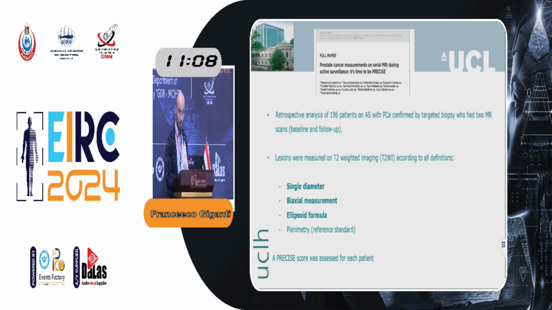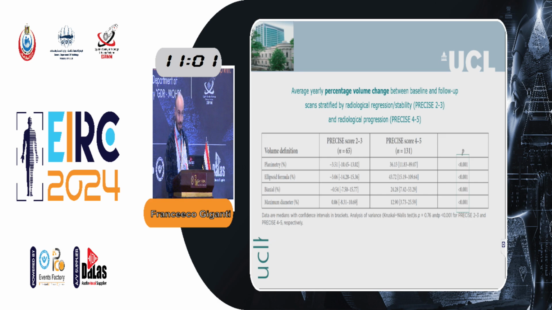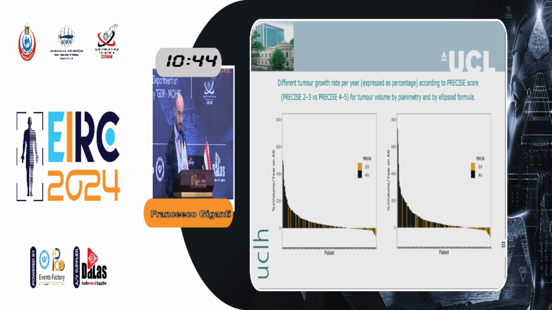We also analyzed the different ways of measuring the tumor, as I said before, single diameter, biaxial, ellipsoid formula, planimetry, and we saw that there is a correlation between the PRECISE score 2 and 3, so no progression, and PRECISE score 5, progression. So no matter which kind of definition you use, planimetry, ellipsoid, biaxial, or maximum diameter, you will still have a difference in terms of radiological progression. And this is also represented here in this waterfall plot, where the black are the 4 and 5, and the yellow is the 2 and 3. So there is less change in terms of volume for the 2 and 3.